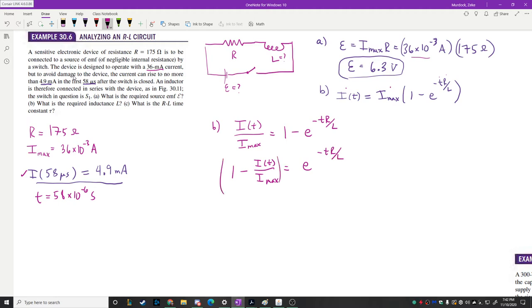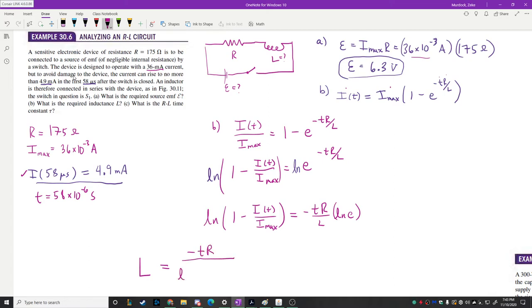We need to eliminate the exponential term here, so we basically just take the natural log of both sides. So we'll get the natural log of 1 minus... when you take the natural log of this, you can bring the exponent down in front, and you end up with a log of e, and the log of e is just equal to 1, so this goes away. And we're solving for L, so this is going to be equal to negative t times R, divided by this big logarithm term.